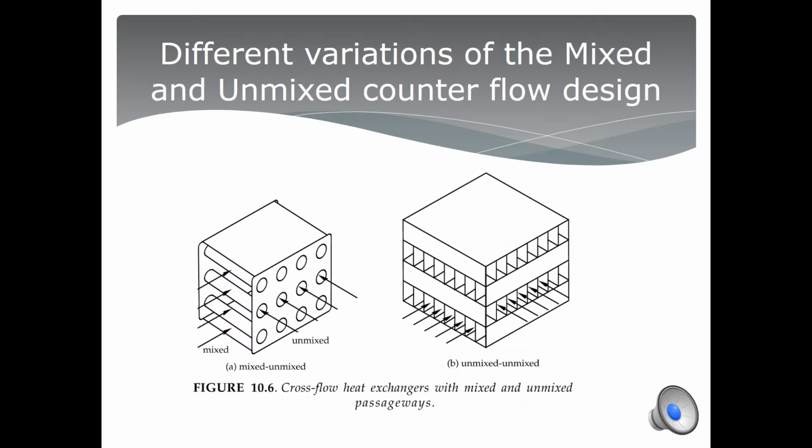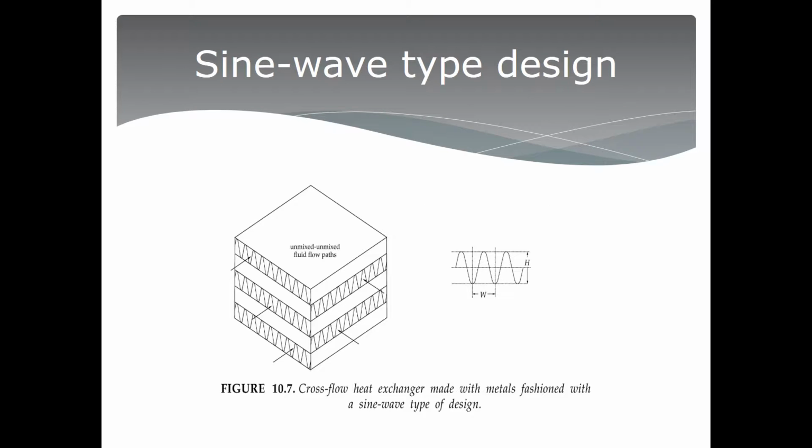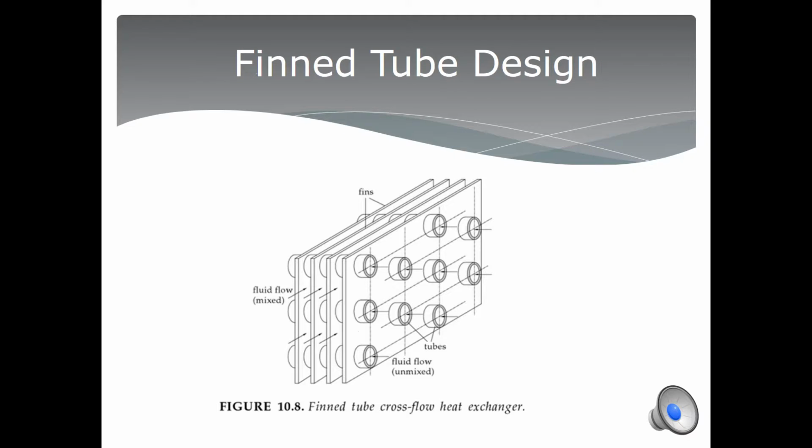These are the different variations of the mixed and unmixed designs. The first one is mixed-unmixed, and the other one is unmixed-unmixed. The next one is a little different from the previous one because it has a sine wave cross-sectional area. And the last one is a finned tube design, which ensures a maximum surface area in order to provide a larger number of transfer units for the heat exchanger.